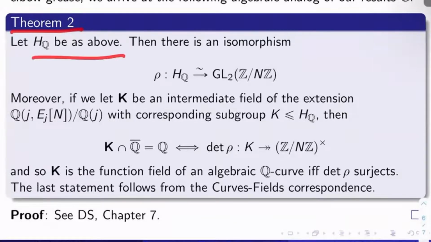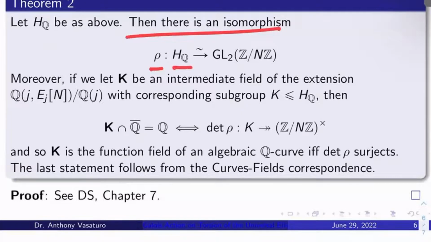So let's let H sub Q be the big Galois group as discussed above. So it's the Galois group of Q adjoin j and n torsion of E sub j over Q adjoin j. It turns out there's an isomorphism rho from H sub Q to GL2 of Z mod NZ. It's not just injective rho, it's an isomorphism, okay?